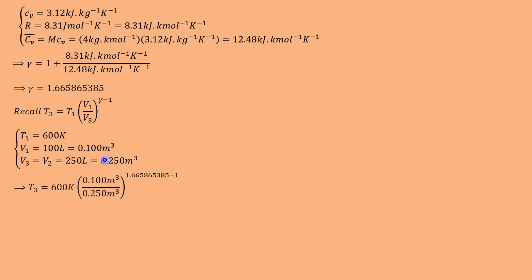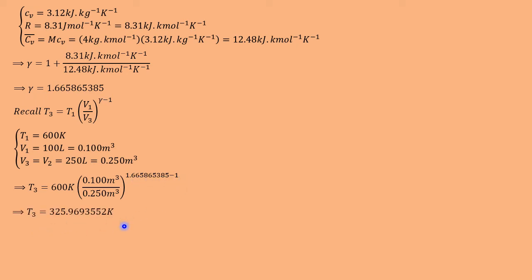Now we just need to substitute all of this into the equation for T3, and that gives us T3 equals 600 Kelvin, that's for the temperature T1, times 0.10 meters cubed on 0.250 meters cubed. So we'll substitute for V1 and V3, and then we'll recall what we have just had for gamma, which is 1.6658653885 minus 1.